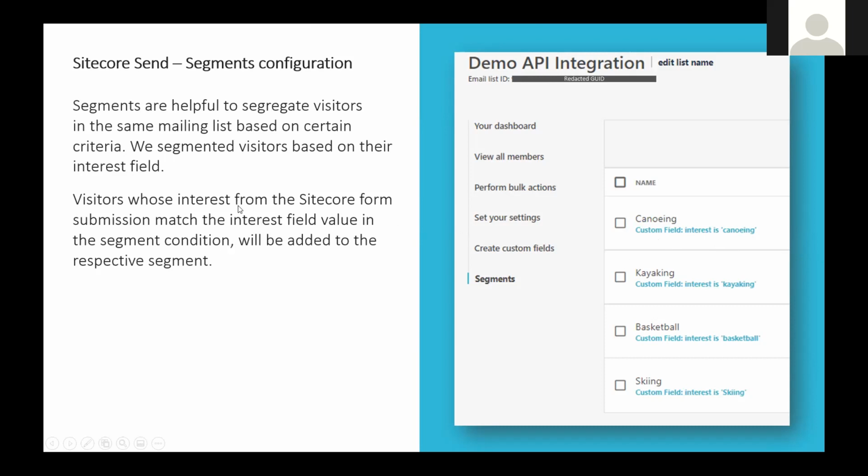So whenever a visitor on the XP form selects canoeing, it adds those contacts to this mailing list, but also has been segmented under that. Based on if you have selected basketball, then it comes under the basketball segment, but everything would be under the same mailing list. So that would help for, say, reporting purposes or some other social campaign you want to get the contacts from.